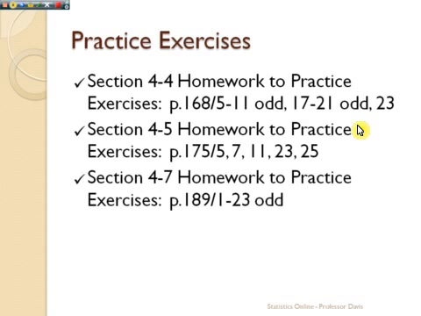So that is your topics checklist for sections 4.4, 4.5, and 4.7.